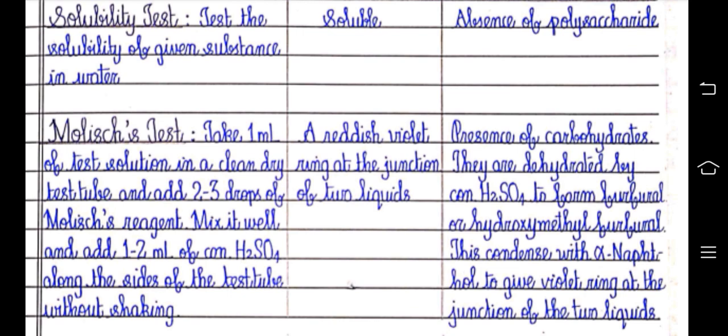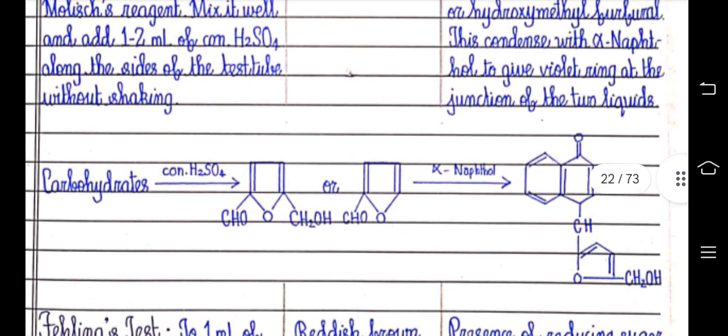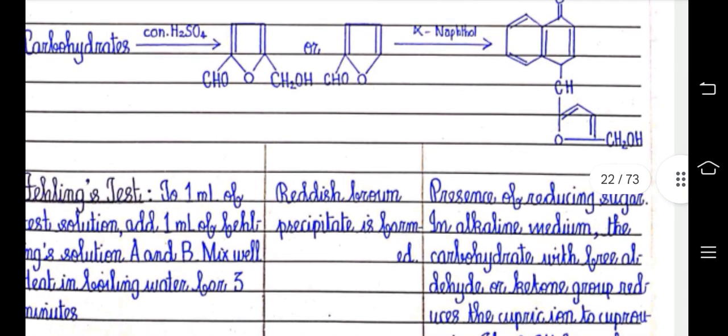Presence of carbohydrate. They are dehydrated by concentrated H2SO4 to form furfural or hydroxymethyl furfural. This condenses with alpha naphthol and gives a violet ring at the junction of the two liquids. Carbohydrate plus alpha naphthol.